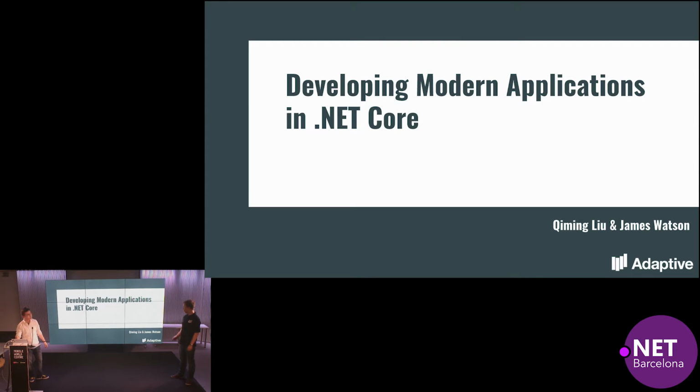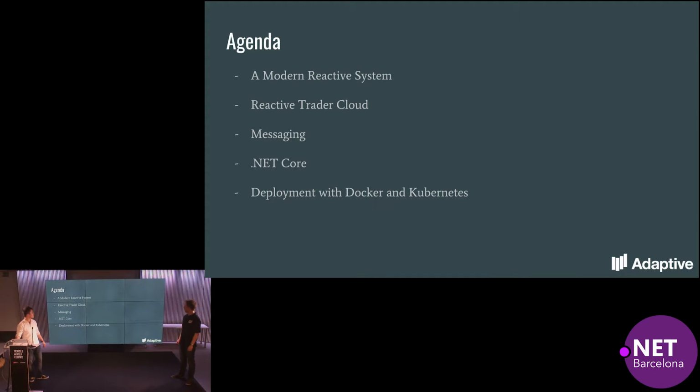So what are we going to talk about today? The agenda today. What is a modern system? Our version of that is a reactive system, and we're going to show you Reactive Trader Cloud, which we developed at Adaptive. We're going to talk a bit about messaging, a bit about .NET Core, and some Docker and Kubernetes.